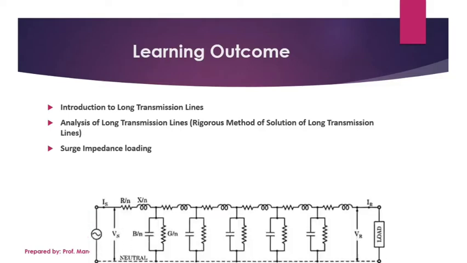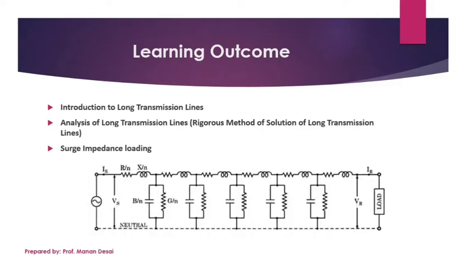Students, here you see in the figure, this is the sending end point and this is the receiving end point, and between them the equivalent circuit. In this equivalent circuit, resistance, reactance, susceptance and conductance are connected throughout the transmission line. So this is a susceptance B, this is a conductance G.